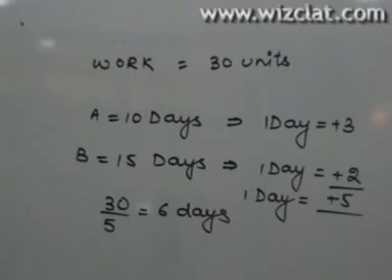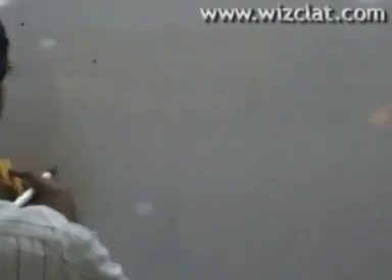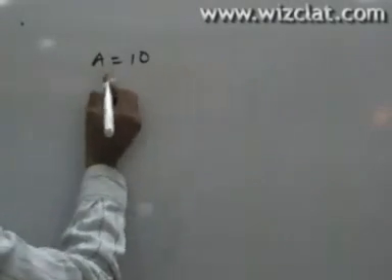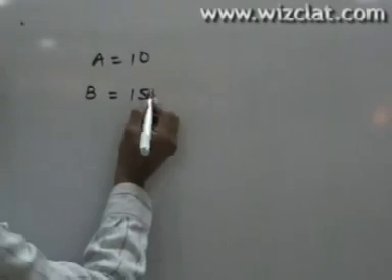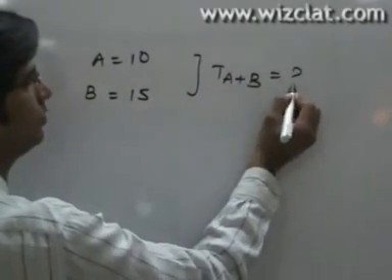Now which method to be applied depends entirely upon the type of question asked and the comfort level we have with the methods. But this is one method which can be applied in different situations also. So in this particular case, what we found is that A can do a piece of work in 10 days was given to us, B can do the same piece of work in 15 days was given to us, and we were asked to find out the total time taken by them together to do the work.